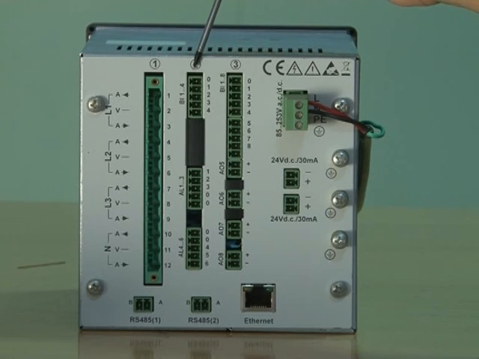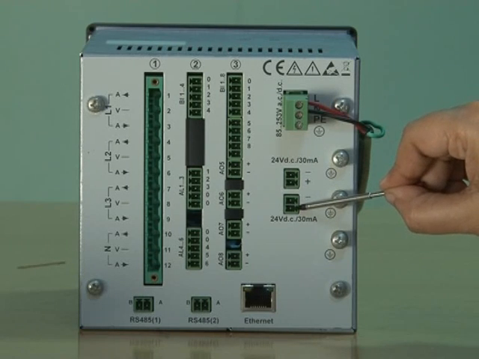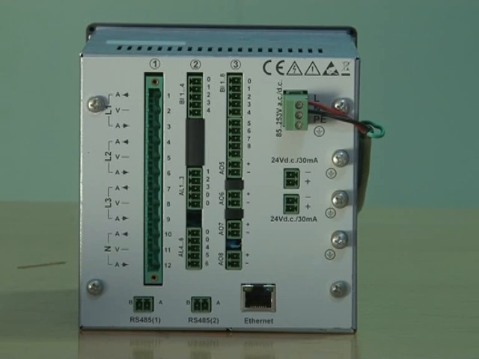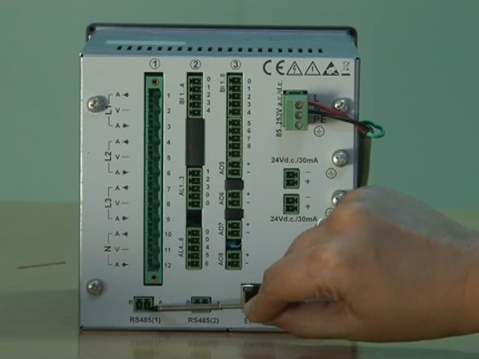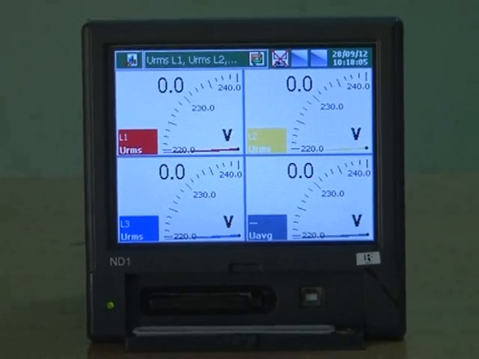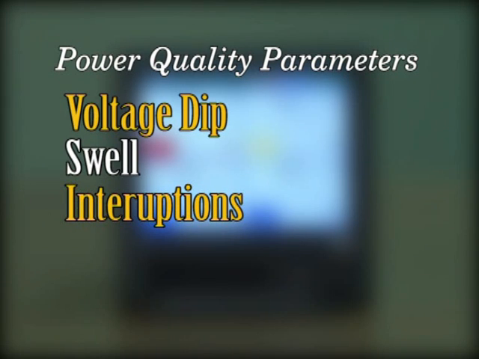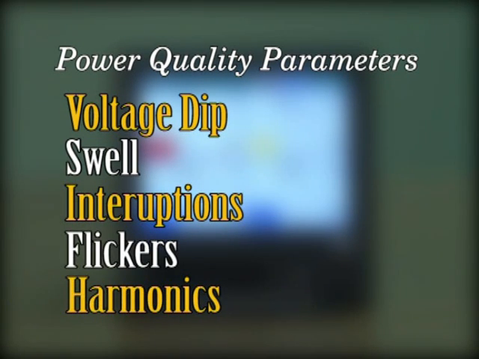Slot 2 binary input and alarm outputs. Slot 3 binary input and analog outputs. 2 power supplies for driving sensors with 24 volt 30 mA and base card having communication ports, 2 RS485 and Ethernet. The instrument is capable of measuring various parameters such as voltage dip, swell, interruptions, flicker, harmonics, and many more.